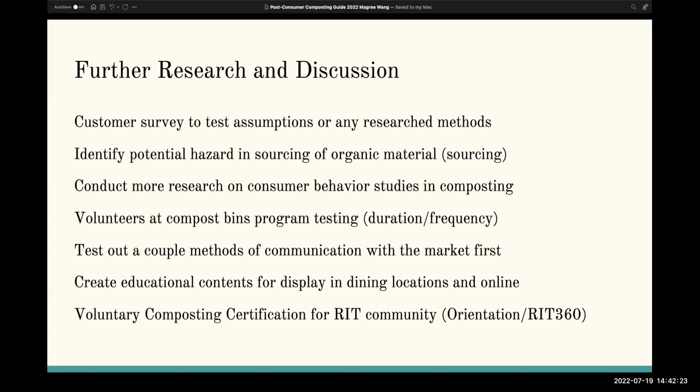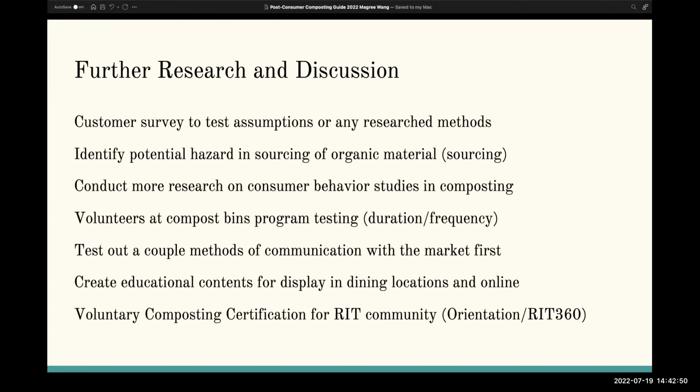If I had more time, I would be able to reach out to other universities in New York State that have implemented a successful on-campus post-consumer composting system. But unfortunately, I wasn't able to interview any of the program people.